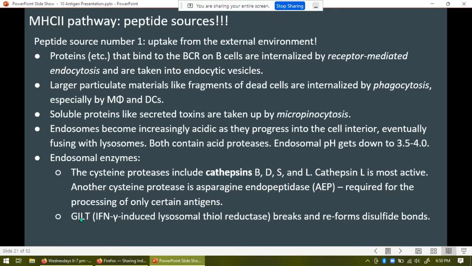There's also an enzyme called GILT, or the interferon gamma-induced lysosomal thiol reductase. The job of this protein is to break and reform disulfide bonds to ensure that everything in the endosome is folded stably. Okay, no funny business while you're trying to process antigens into peptides.